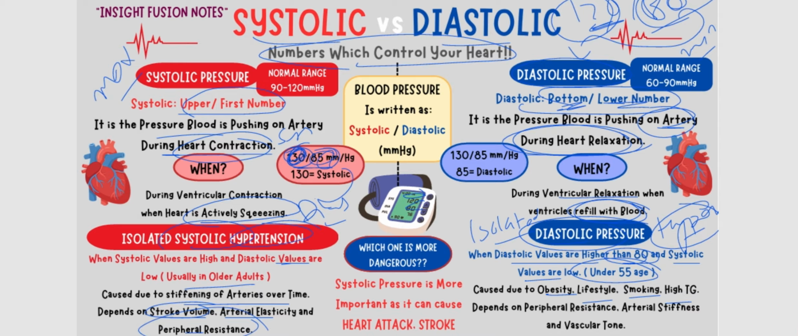And peripheral resistance: the arteries have the capability to constrict, relax, and expand. If they constrict, the pressure will increase, and if they expand or relax, the pressure will decrease. Again, for diastolic pressure, arterial stiffness matters. If the arteries are stiff, the pressure will be high, and if the arteries are not stiff and are elastic, the pressure will be low. Vascular tone, meaning expanding and relaxation, is the same as peripheral resistance.